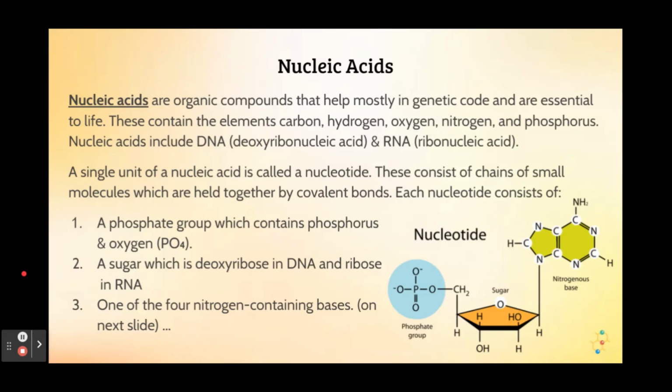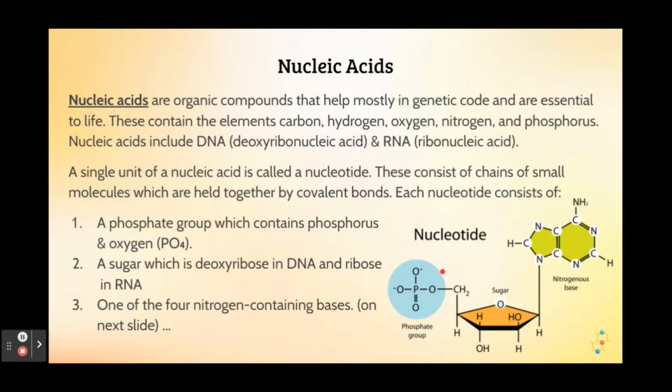So the single unit of a nucleic acid is called a nucleotide. These consist of chains of small molecules which are held together by covalent bonds. Each nucleotide consists of one phosphate group, which contains phosphorus and oxygen. That's where you get the name phosphate from, and that's PO4. And then number 2 is a sugar, which is deoxyribose in DNA and ribose in RNA. And then we have one of the 4 nitrogen-containing bases, which I'll explain on the next slide.